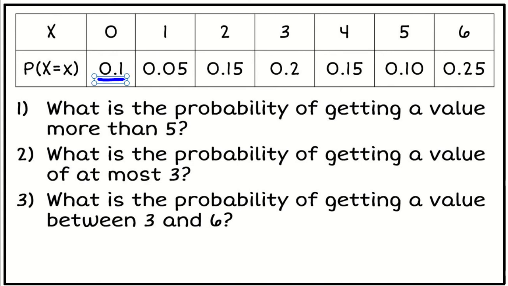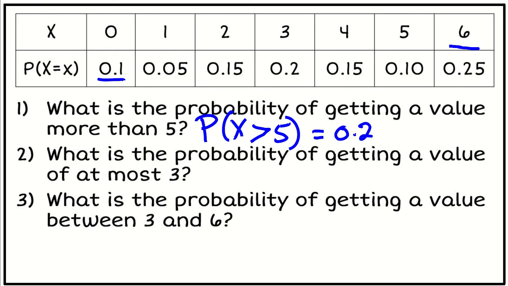So let's have a look at our questions. What is the probability of getting a value more than 5? So what values could be more than 5? Well, the only event that can be more than 5, the outcome, is 6. So the chance of getting a 6 is 0.25.